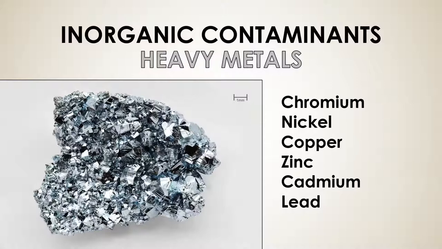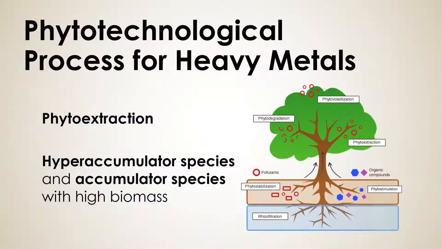All right, so specifically, I'm just going to cover chromium, nickel, copper, zinc, and finally lead. But keep in mind that there's been research done on other heavy metals besides these as well. And these are inorganic contaminants, they're elements on the periodic table. You can't break these down. So really what we're going to be doing here to get these out of the soil typically is going to be phytoextraction. And just a reminder, you use hyperaccumulator species or accumulator species that produce high biomass. And another thing to consider too is woody species. And I'll talk about a few here that can use some of these and basically sequester them into their woody biomass.